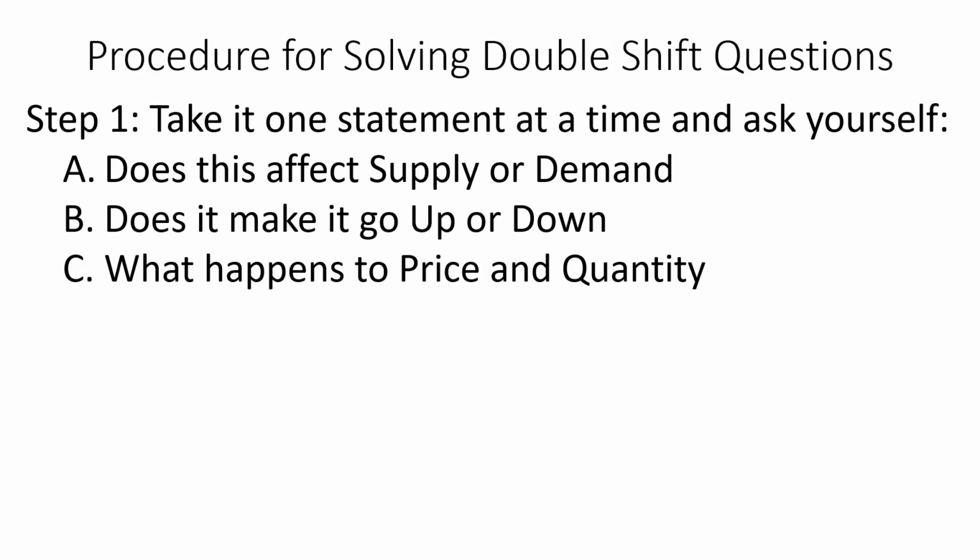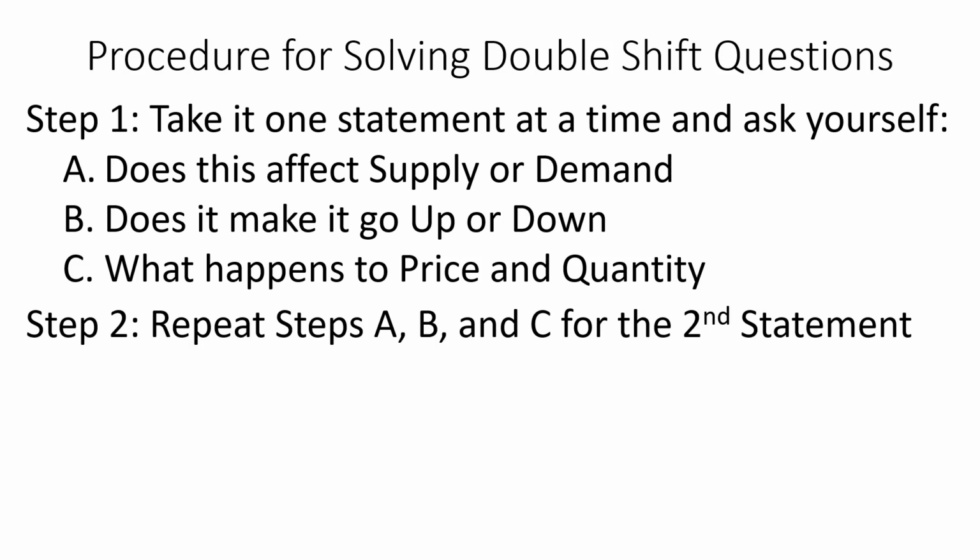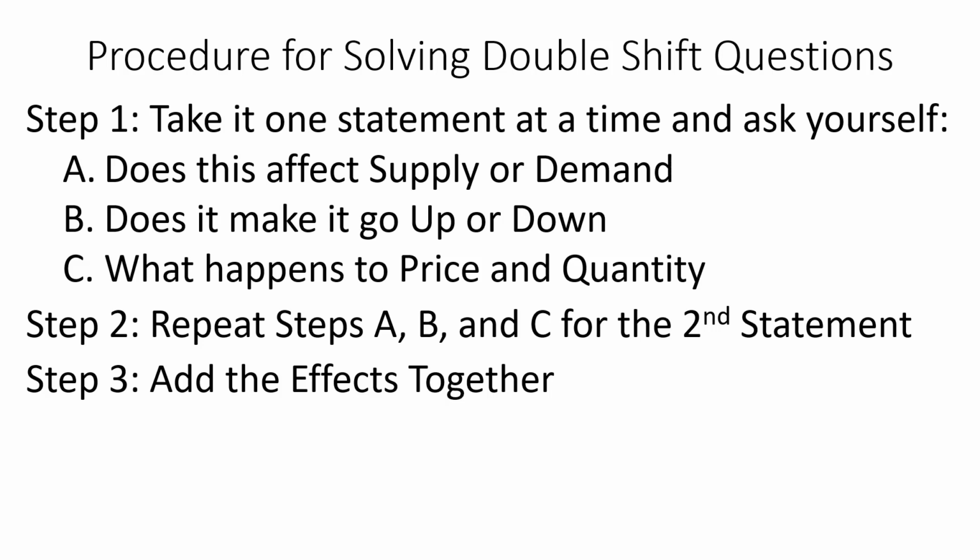And then you're going to repeat these steps A, B, and C for the second statement. Again, does it affect supply or demand? Does it make it go up or down? What happens to price and quantity? And then finally, you're going to add the effects together. Again, if the two arrows are moving in the same direction, then you know that price or quantity is moving in that particular direction. If those two arrows are moving in opposite directions, then that price or quantity is ambiguous. All right, so that's the procedure for solving those double shift questions.